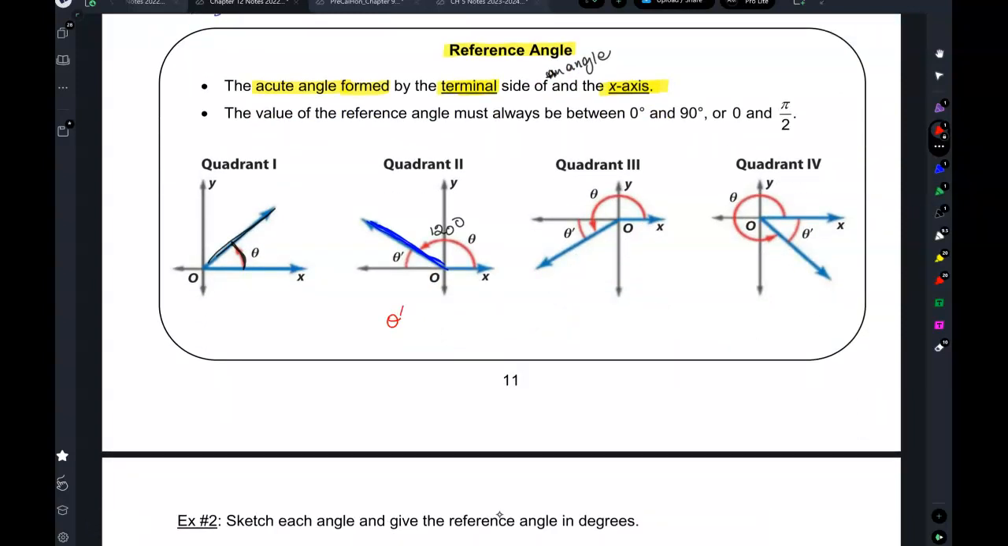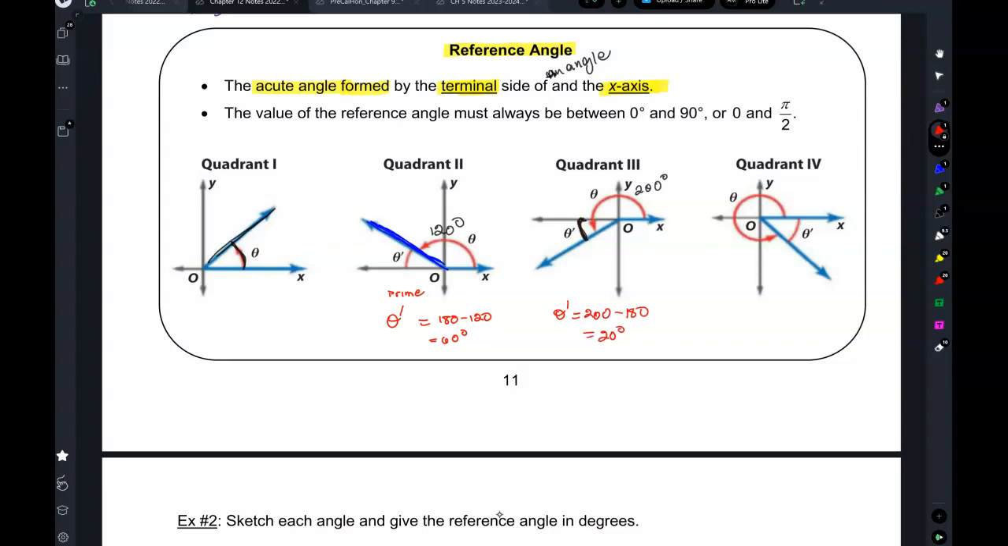So we call it theta prime. That accent mark is called prime. Theta prime is equal to 180 minus 120, 60 degrees. Suppose it's in quadrant 3. Suppose you have an angle that is 200 degrees. Theta prime is this one over there. How much would that be? 20 degrees, right? Because the whole thing is 200, so it'll be 200 minus 180, 20 degrees.